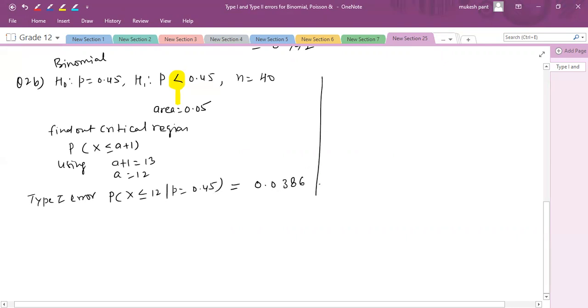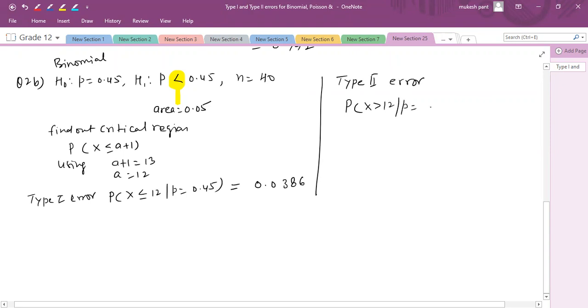So in case of type 2 error, type 2 error is simple, right? Type 2 error is simple. This is because type 1 error means x less than or equal to 12, so type 2 error is x greater than or equal to 12.